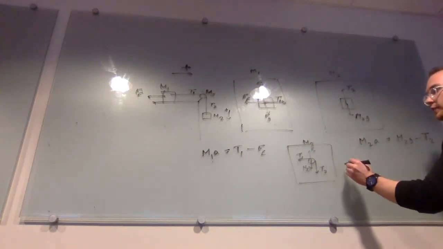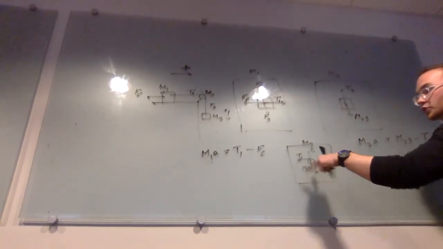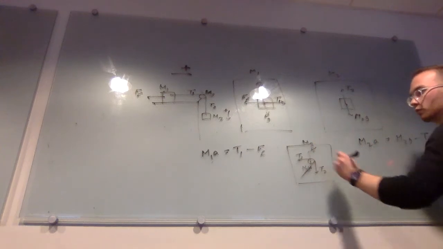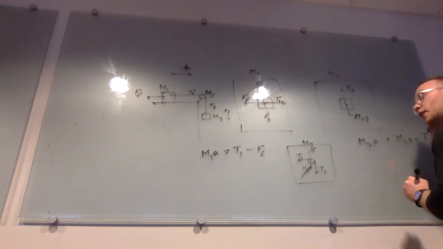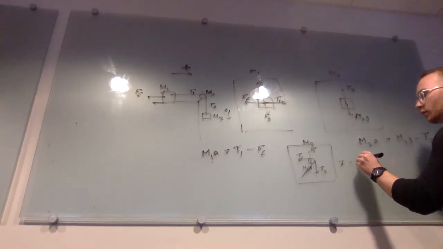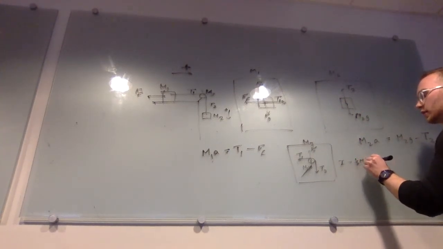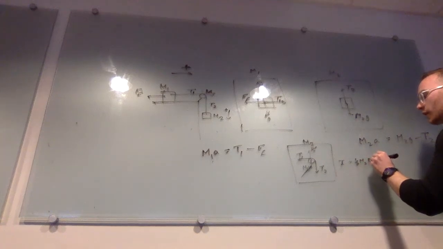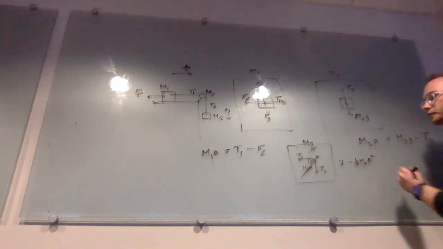But now, because we have this, we have a third equation, which is now a torque equation. So we don't care about these things. We're going to do the torque around the center. Let's say it's a disk. So we have I is 1/2 M3 R squared, has a radius R.